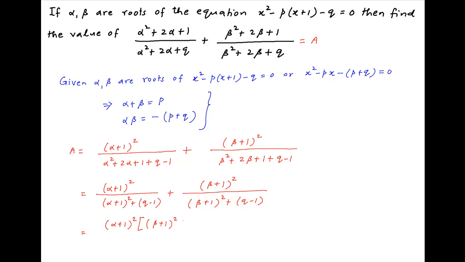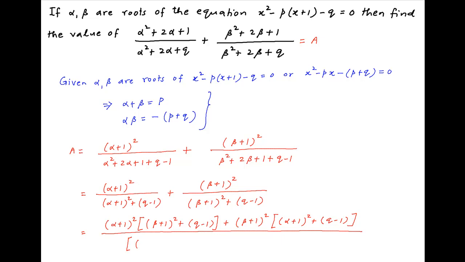we get in the numerator alpha plus 1 whole square times in brackets beta plus 1 whole square plus q minus 1 plus beta plus 1 whole square times in brackets alpha plus 1 whole square plus q minus 1. All this divided by the common denominator, which is alpha plus 1 whole square plus q minus 1 times beta plus 1 whole square plus q minus 1.